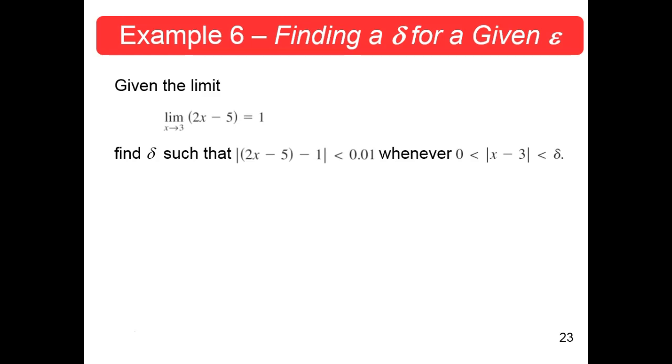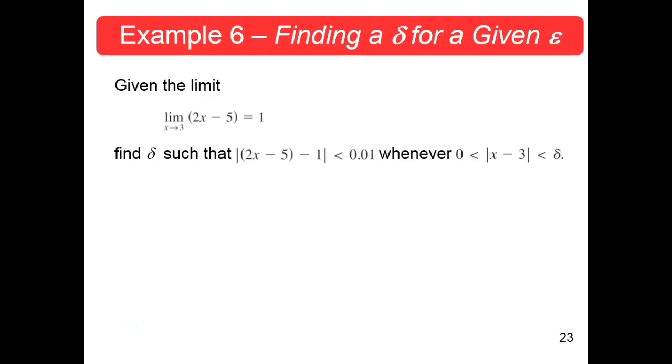But guess what? They don't want us to just plug it in here. If you do, you see that's the limit. No sweat, and you're through. But they want you to use the formal definition. Find some positive number delta such that the absolute value of your function minus the limit, which you know, is less than the epsilon they've chosen, 0.01, whenever 0 is less than the absolute value of x minus 3 is less than delta.